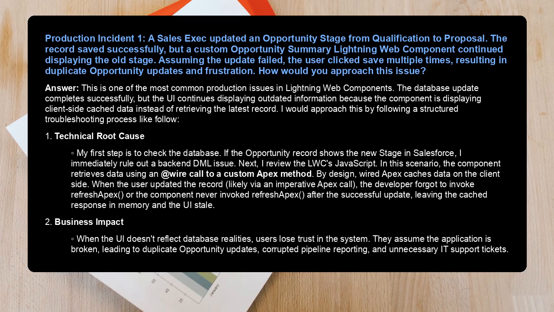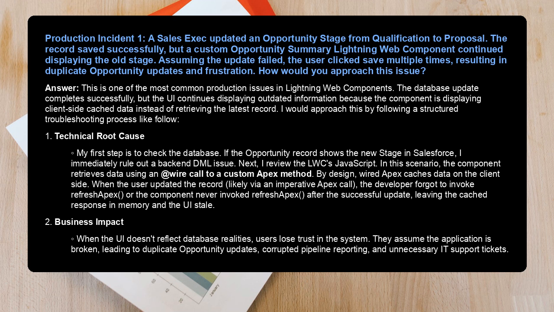Answer: this is one of the most common production issues in Lightning Web Components. The database update completes successfully, but the UI continues displaying outdated information because the component is displaying client-side cached data instead of retrieving the latest record. I would approach this by following a structured troubleshooting process as follows.